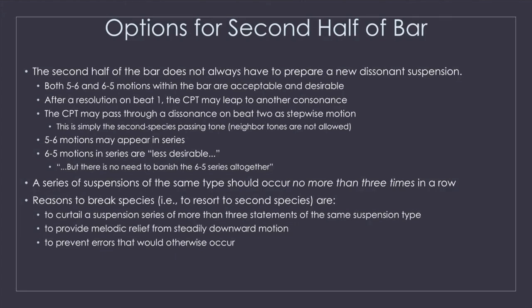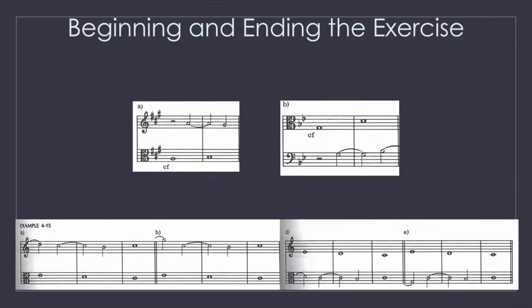And then the following are reasons that you might want to break species, i.e. the reasons to resort to second species. You might curtail a suspension series of more than 3 statements of the same suspension type. So you don't want to have too many of the same type of suspension in a row. You might want to provide some melodic relief, because suspensions are always resolving downward. So if you want to prevent your melody from always resolving downward, you might want to break species. And then sometimes you might run into errors if you just follow the natural course of events. So you could prevent errors by breaking species.